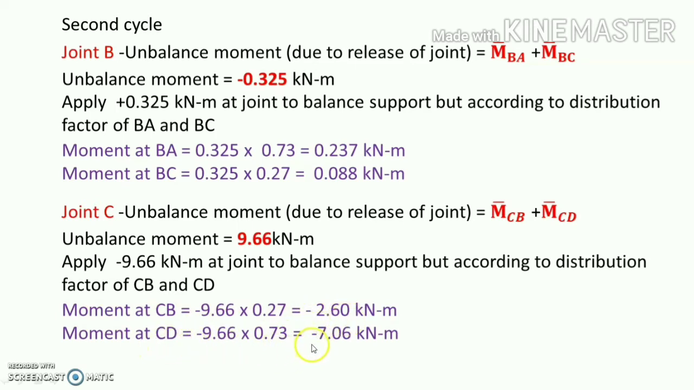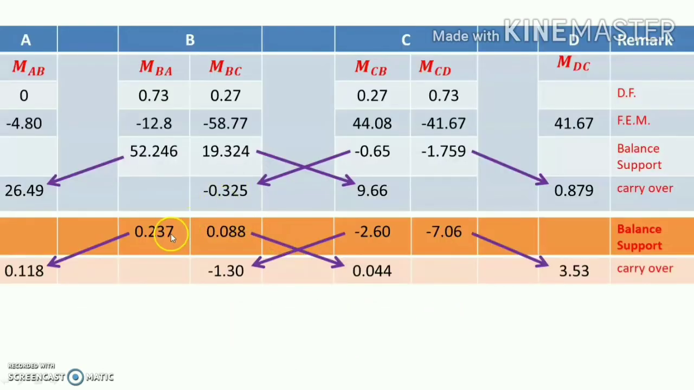Now enter these values into the table. So now here are the balancing moments that we have calculated previously: 0.237, 0.088. Then here is a minus 2.60. Here is a minus 7.06.